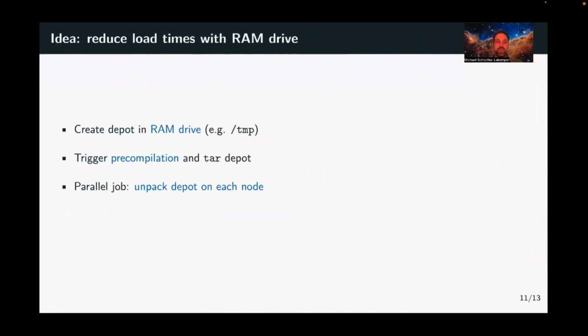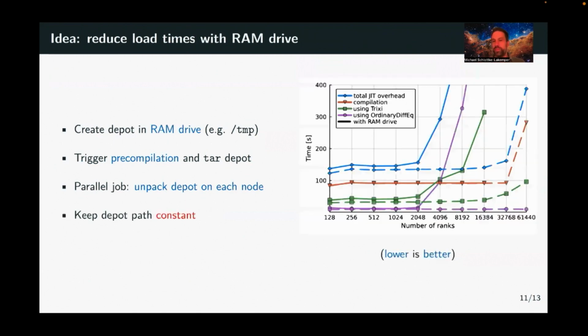And the idea was to create the Julia depot in the RAM drive. So basically trigger precompilation on your login node, then tar the depot. And then when you do a parallel job, you just take the entire depot, upload it into your node-local RAM drive, and then just be happy about it. And this actually worked quite nicely.